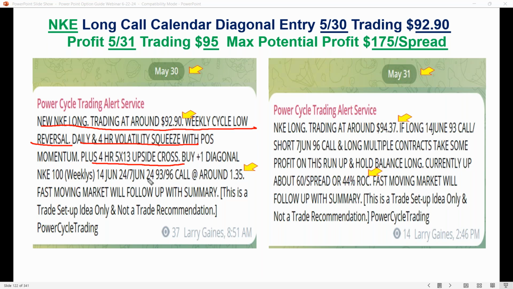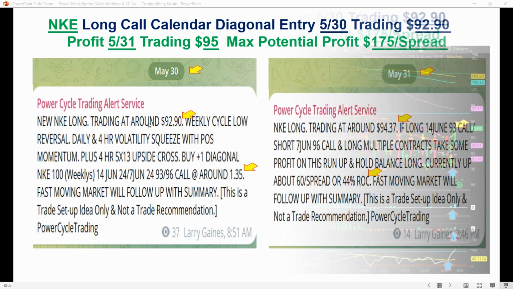So we did this 14 June long 93, short the 7 June 96 at around $1.35. Then on the 31st, it was trading at 94.37, and so we went ahead and took profit on the trade. These are kind of singles and doubles, and sometimes you get it where you adjust it like the Exxon into a home run.